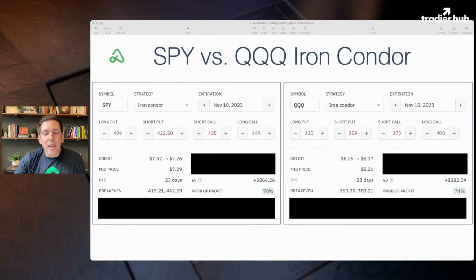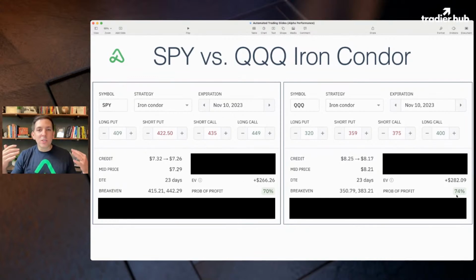Now let's look at the other trade here. The trade on the other side is a QQQ trade. Now with this trade, you collect a lot more premium. You're collecting $821 on this potential trade. This is again just looking at a one lot position, so not multiple contracts. And your expected value on this trade is $282.09. And the probability of profit on this trade is 74%.